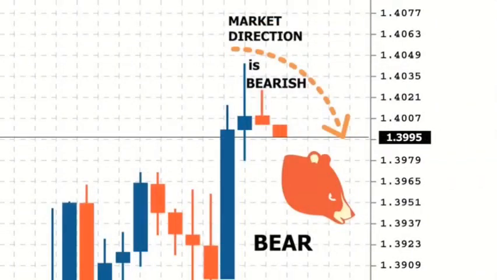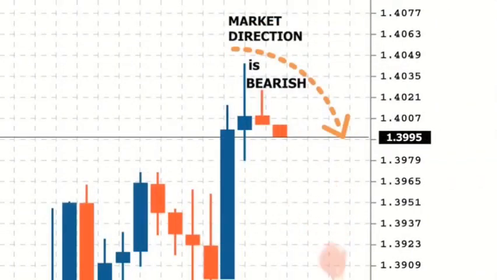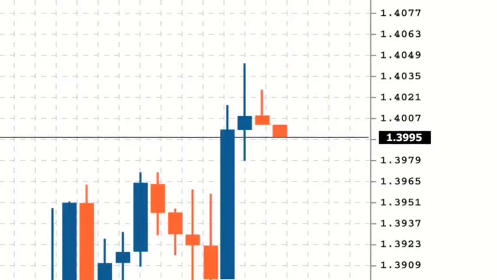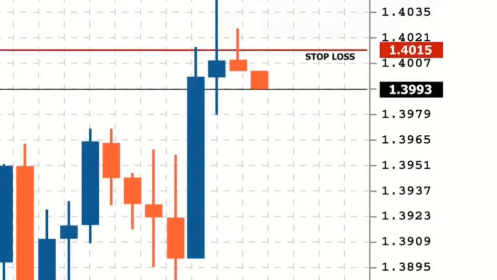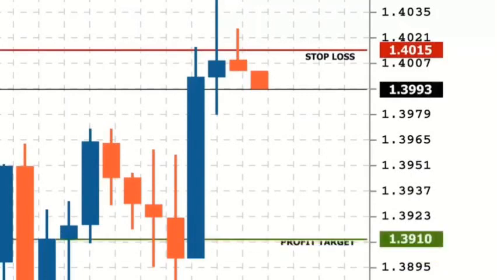So let's trade again. From here the process is the same as before. The only difference is that since we're selling Euro-US dollar, it is to our advantage that the price is falling. In this case, the US dollar is getting stronger. The price now is 1.3993. You set your stop loss at 1.4015 and your profit target at 1.3910.